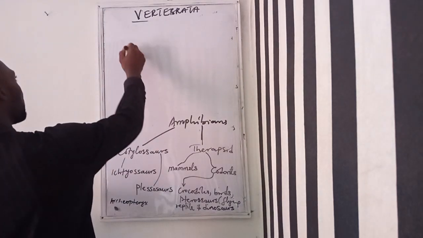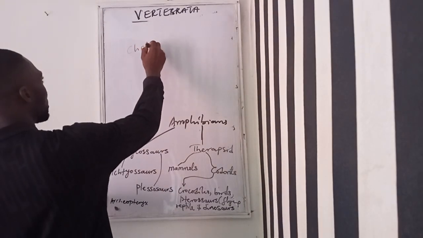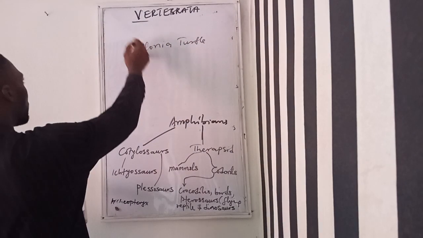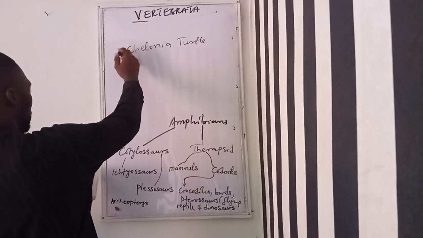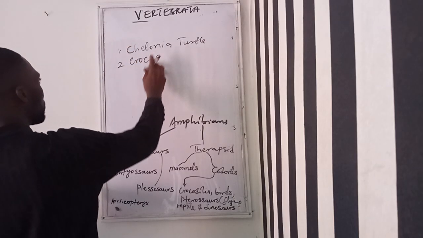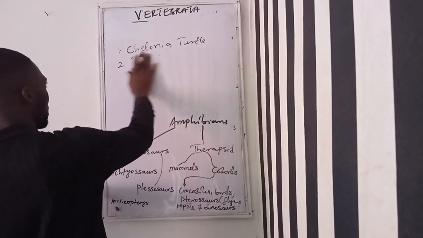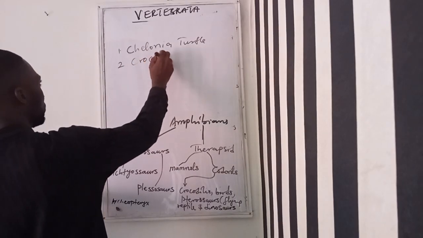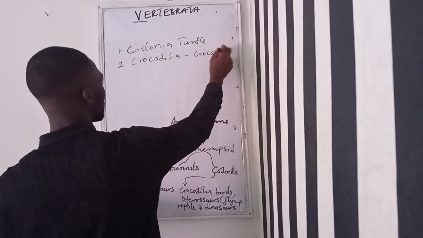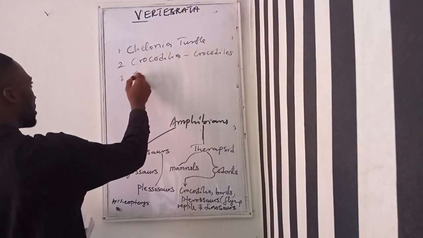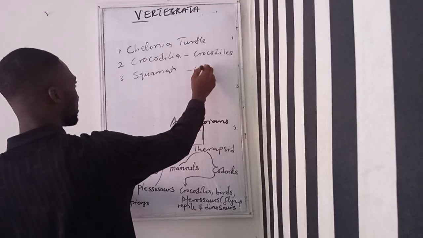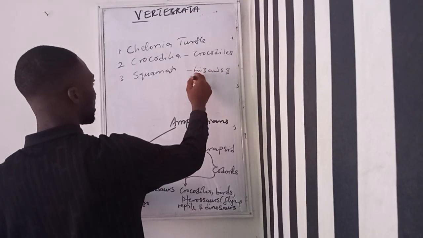The chelonia. This is where you see the turtle. The chelonia, turtle. They will have the second one, the crocodilia. That is where you see the crocodiles. They have the squamata. This is where you see the lizards and snakes.